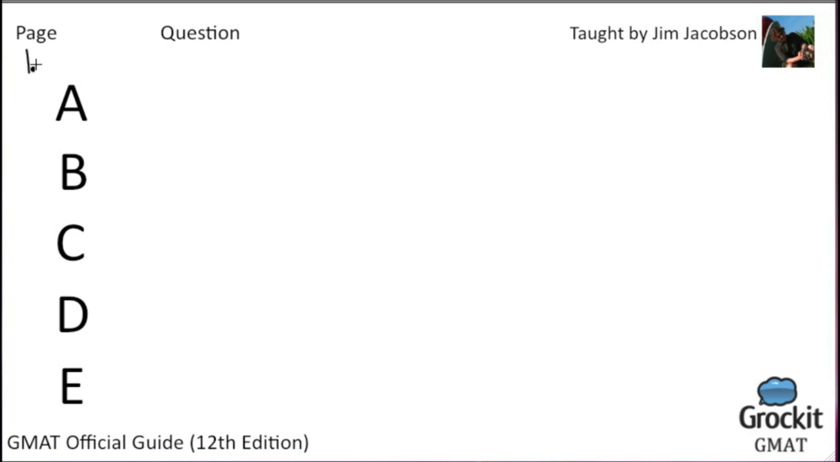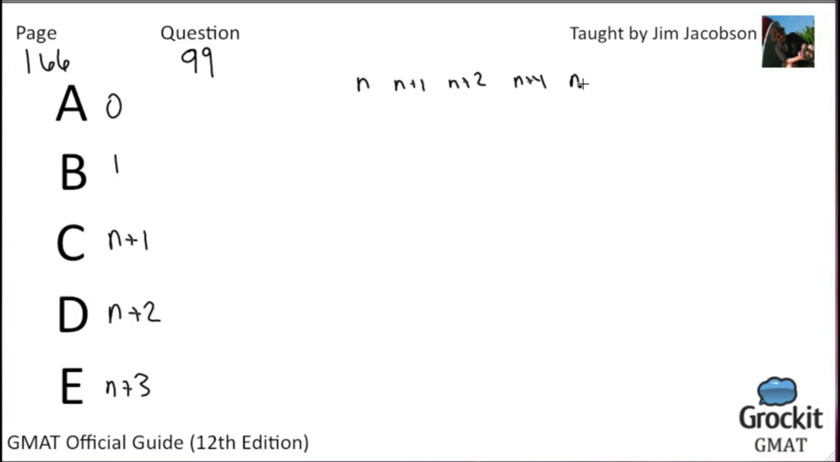Page 166. So we have 0, 1, n plus 1, n plus 2, and n plus 3. For the positive numbers n plus 1, n plus 2, n plus 4, and n plus 8, the mean is how much greater than the median? Remember when you're writing numbers out, it says they're positive numbers, which means if we're adding numbers to n, the numbers are getting bigger. So we have n plus 1, n plus 2, n plus 4, and n plus 8. Those are our numbers on the list.